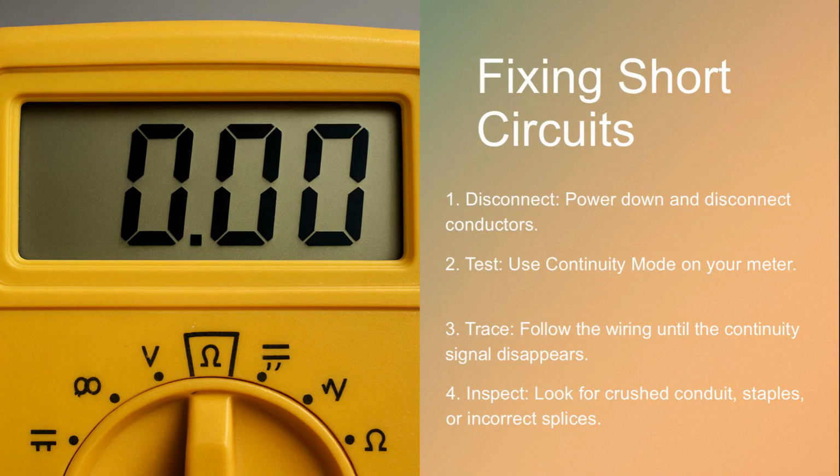damage. For short circuits, the process is slightly different. First, power down the circuit and disconnect the conductors. Switch your meter to continuity mode. This is the setting that beeps when wires touch. Trace the wiring until the continuity signal disappears. You are looking for physical damage, like staples driven through the wire, crushed conduit, or incorrect splices.